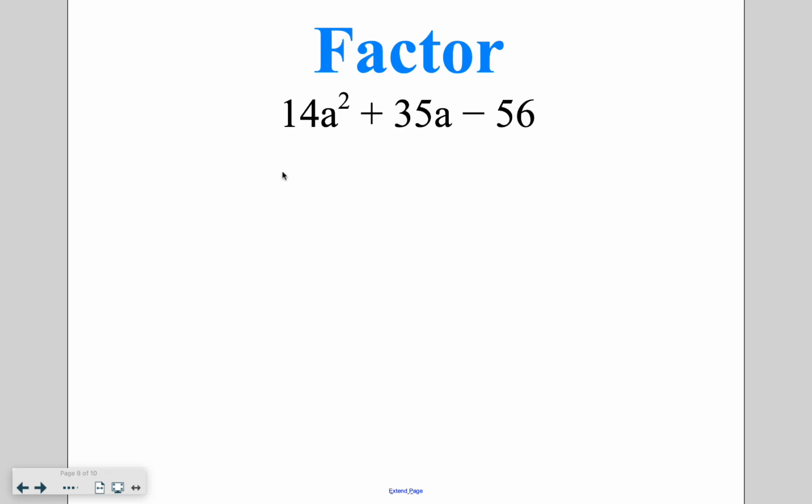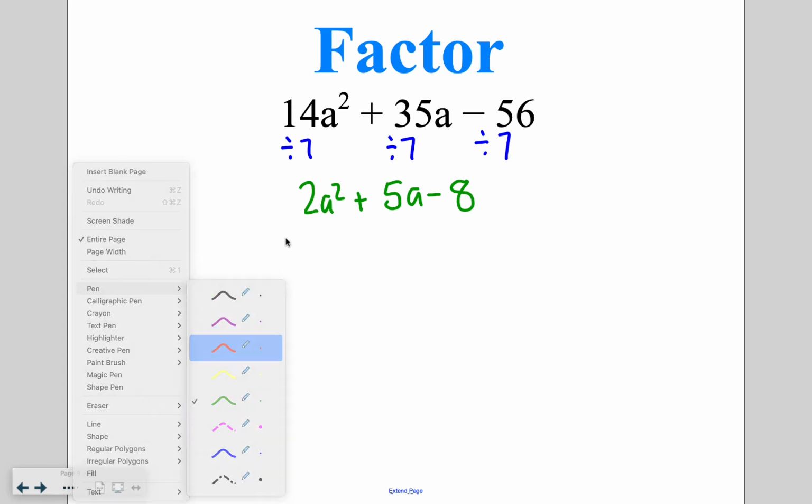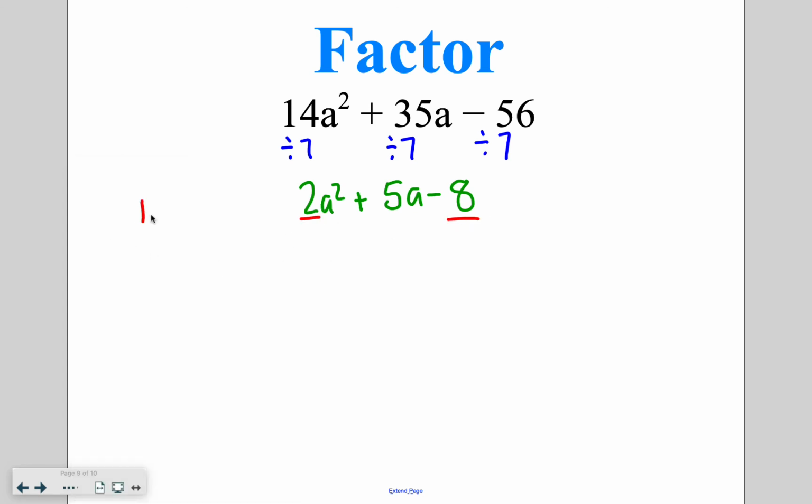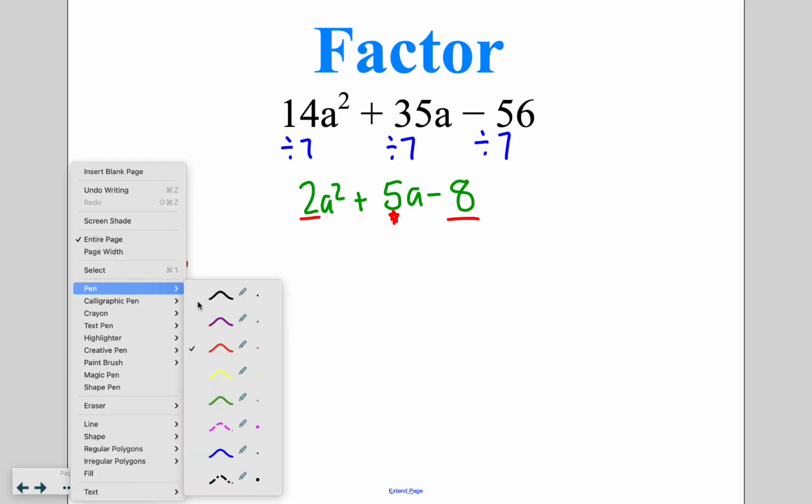In this next example, again, the first thing we want to check out is if we can divide. So in this case, I can divide everything by 7. So when I do that, I'm going to end up with a polynomial that says 2a squared plus 5a minus 8. I'm going to go ahead then and multiply 2 times 8, giving me 16. Factors of 16 are 1 and 16, 2 and 8, and 4 and 4. When I look at this list, there is nothing that can get me to 5a. So normally we would call this prime.